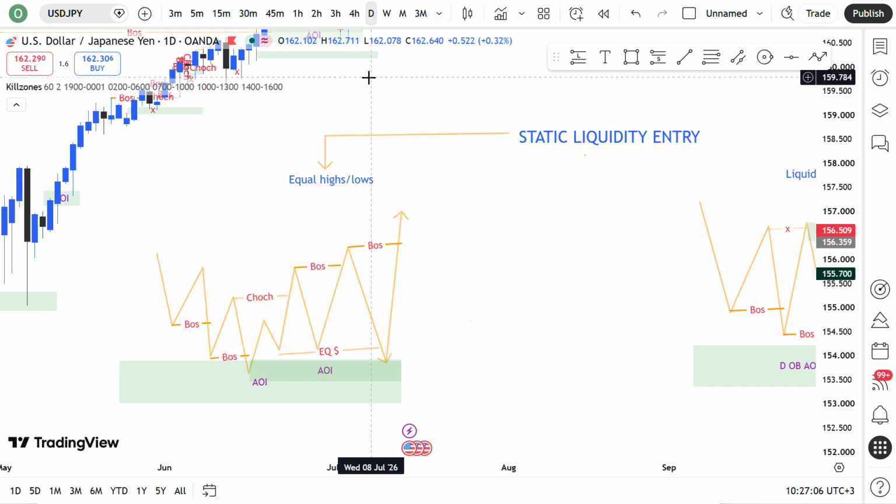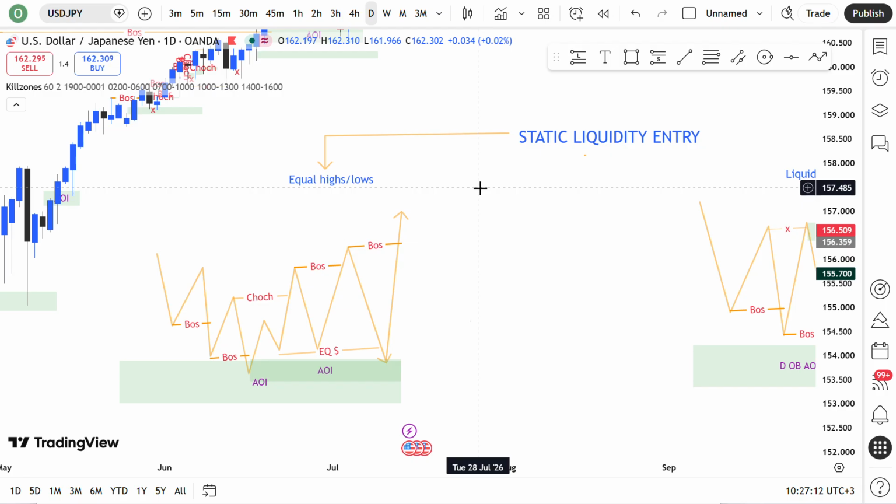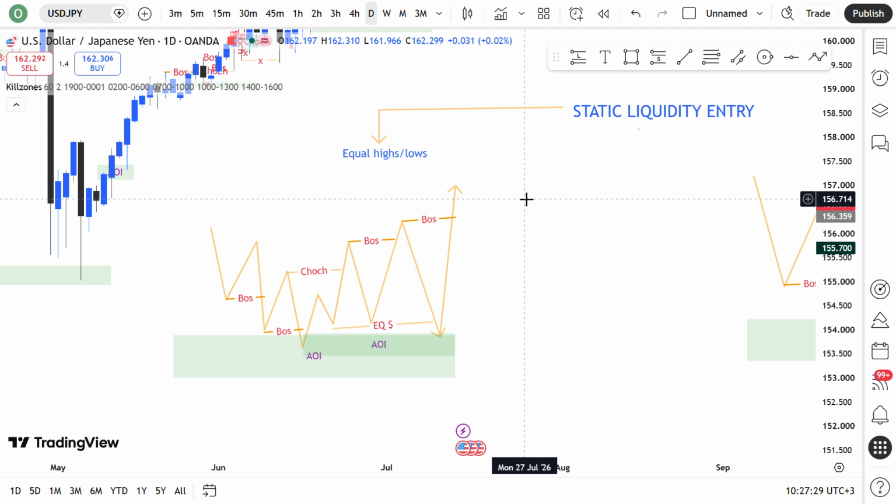Today we are going to look at a powerful concept in terms of entry models. We are going to look at static liquidity, an entry based on liquidity. I know so many people who are very good at analysis, top-down analysis, analyzing market structure, but when it comes to finding clear, precise entries, they fail terribly. So today we are going to dive into a very powerful entry for finding entries on the lower time frame.